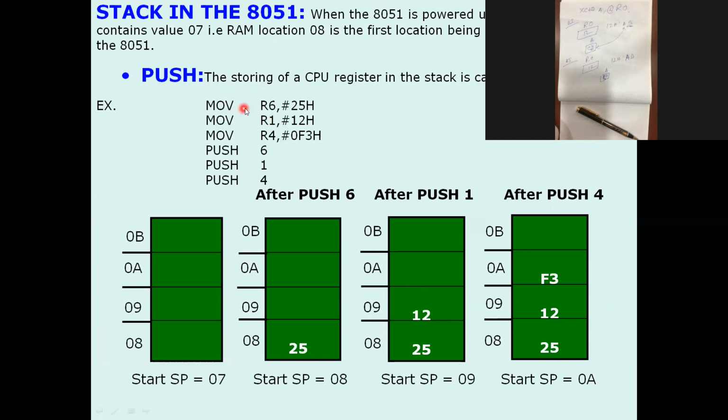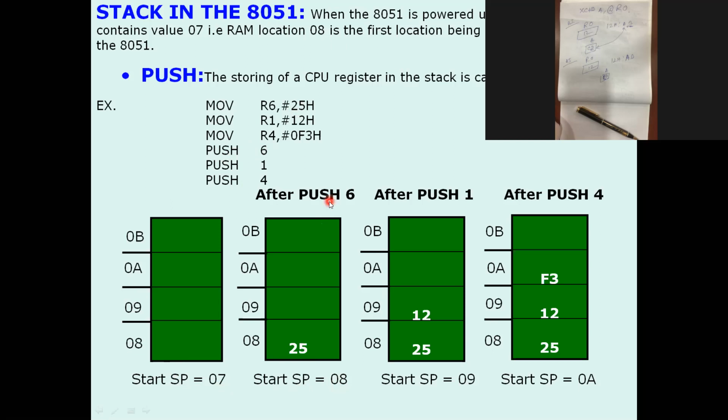After the instruction MOV R6, #25H, which bank is selected by default? Bank 0 is selected. So R6 of bank 0 means which location? 06H. So R6 is 25H means the 06H memory location has 25H. Now push 6: what will happen? Stack pointer by default is 07H. Stack pointer will be 08H, and 25H will be stored into the 08H memory location after push 6.